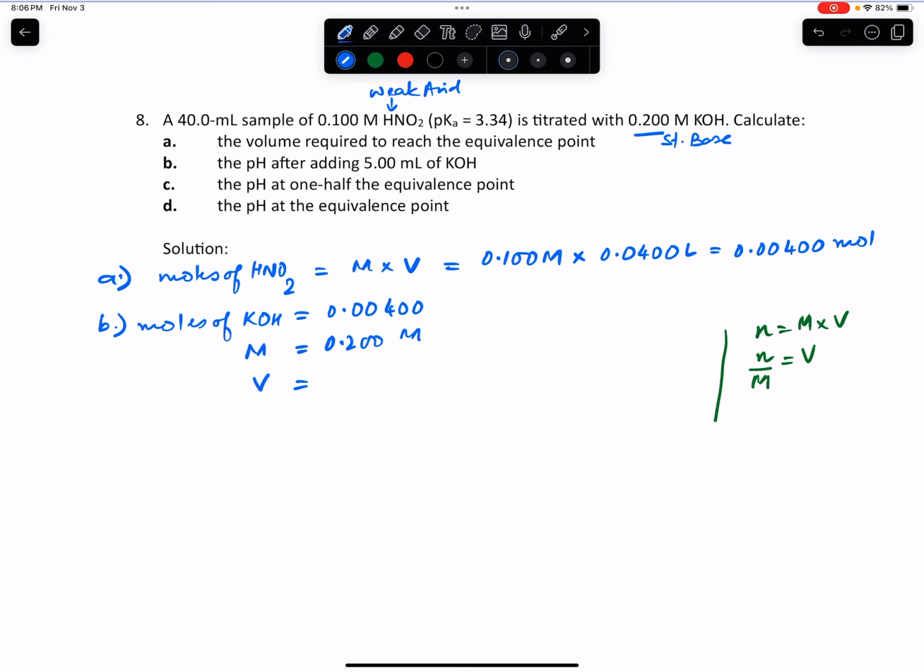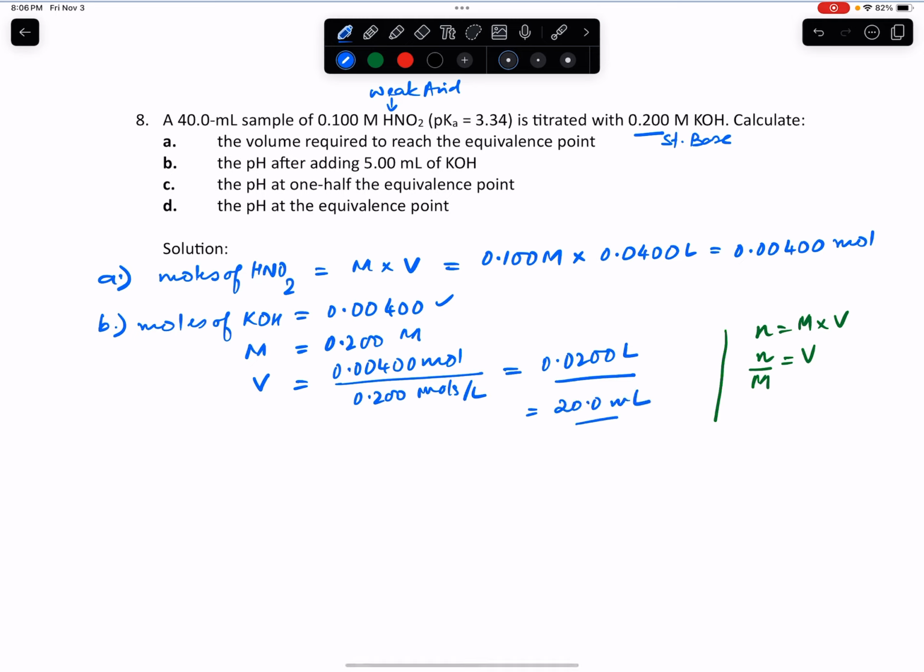So volume is equal to 0.00400 moles divided by the molarity, which is 0.200 moles per liter, and that equals 0.0200 liters. You can change that into milliliters, which would be 20.0 ml. So that's the volume of base needed to neutralize the acid, and that is what happens at the equivalence point. So that is the answer to part A.